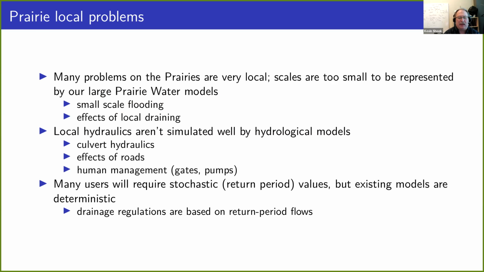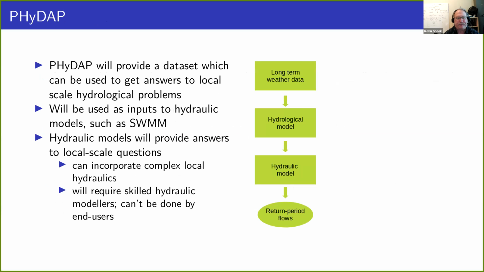And the final problem is that many users require stochastic or return period values, but existing models are deterministic, and drainage regulations in many places are based on return period flows. So you can't get this with existing models.